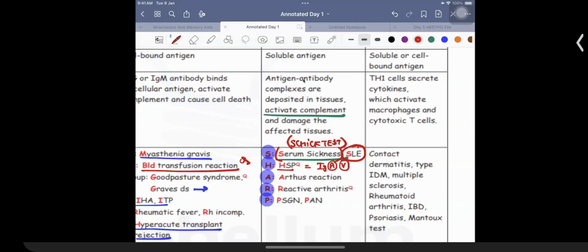We then have a condition that is given the name of Arthus reaction. It's a type 3 hypersensitivity reaction affecting the small blood vessels. Then we have examples like reactive arthritis, and we have examples like PSGN and PAN. PSGN is post-streptococcal glomerulonephritis, and PAN means polyarteritis nodosa. Yes, Dr. Pradyuman, you are absolutely right. There is an example of an immunological assay which was asked in the exam earlier. That is what was given the name of Raji assay.